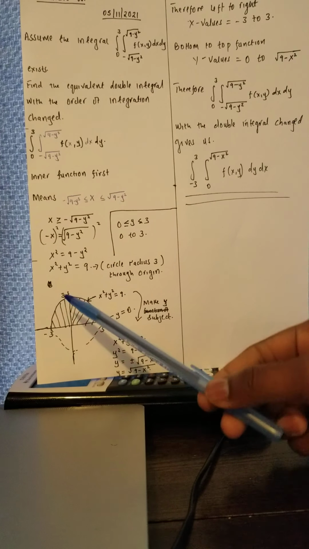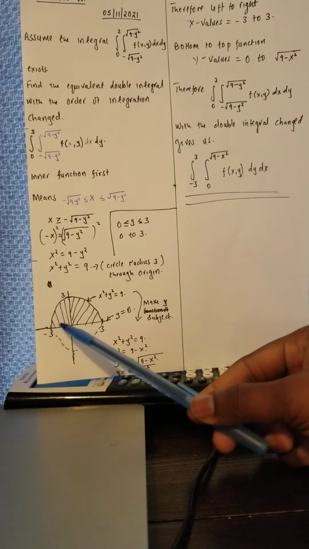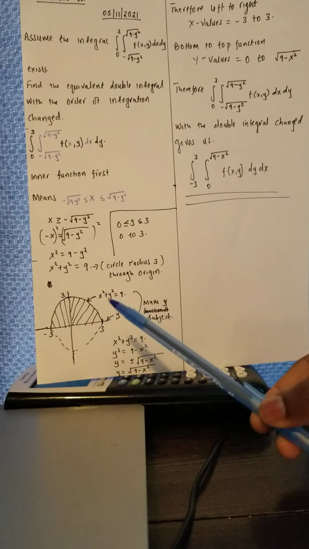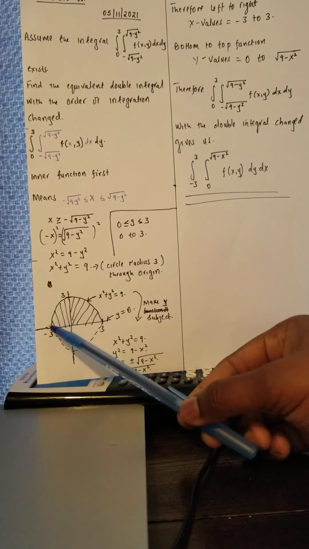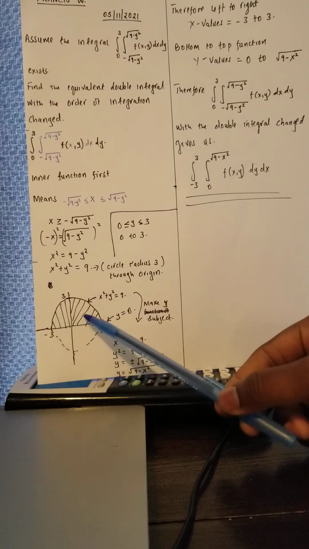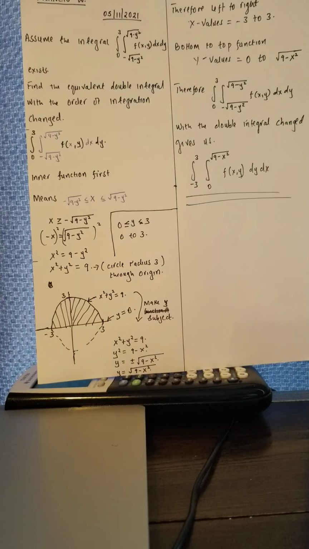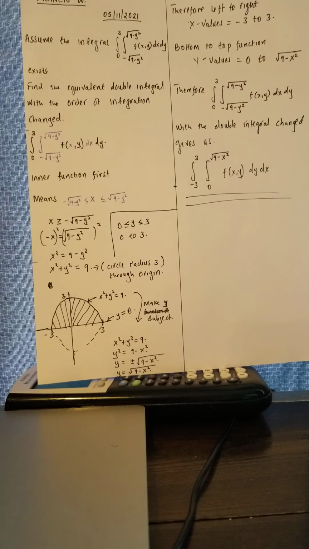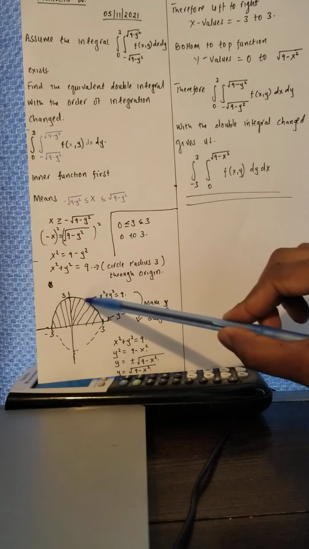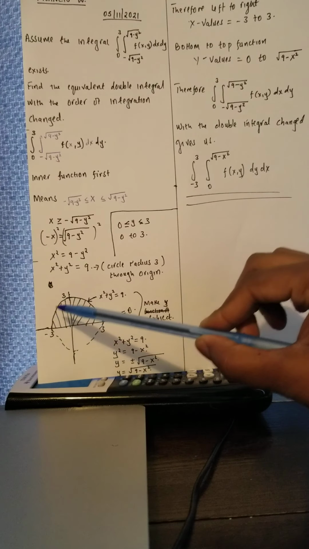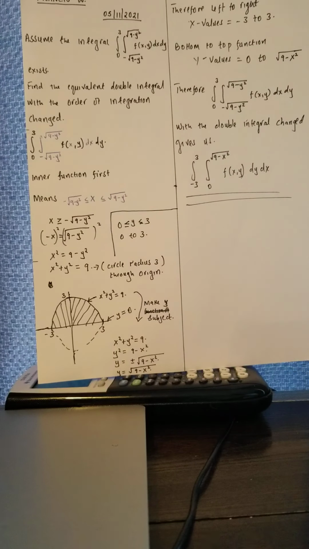So now we have both the limits of integration with respect to x and with respect to y. We know that the region of integration is this region here, which is a semicircle, so we don't need the negative y values. Once we do that, we have to realize that this curve is part of x squared plus y squared equals 9.